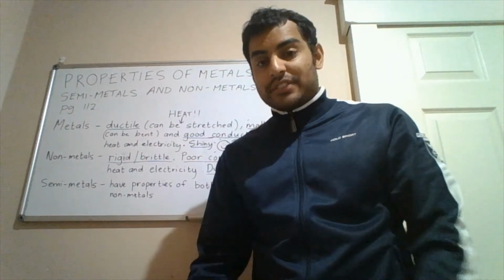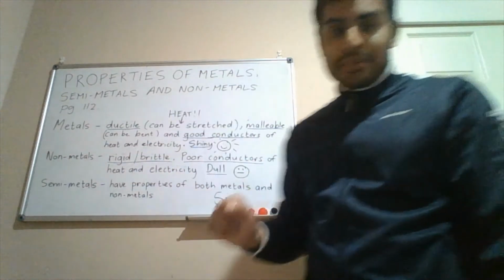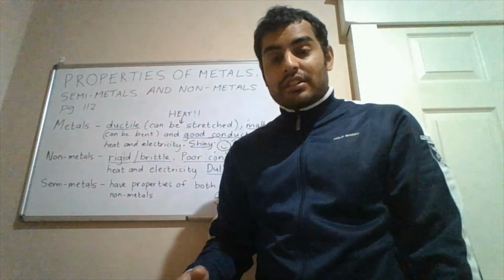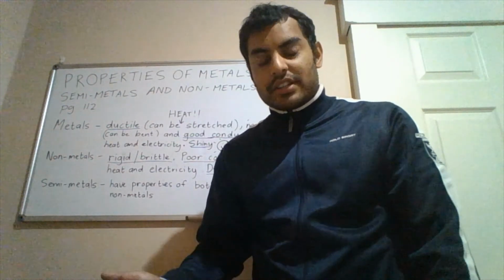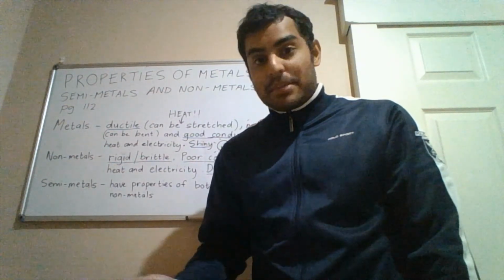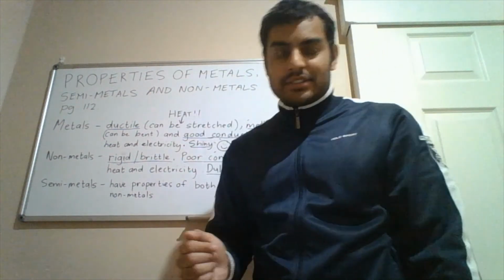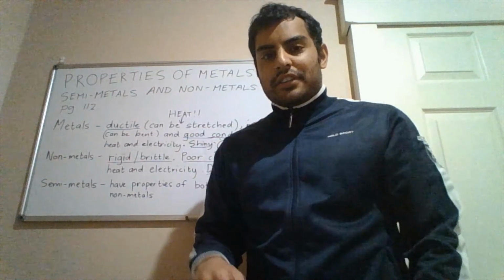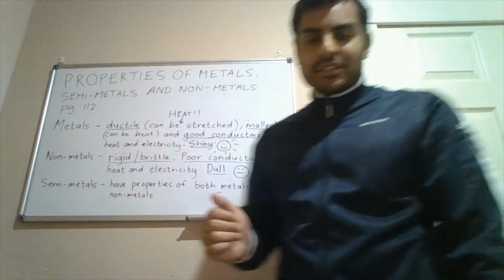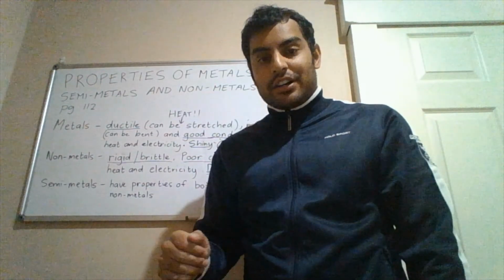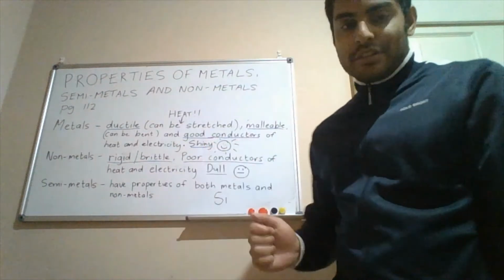If you look at the picture of silicon, you'll see that it's shiny, so it shares a property of the metals. Silicon can also partially conduct electricity, and when we say partially conduct, we mean it's a semiconductor. So that's another property of the metals. However, silicon is brittle, so it shares a property of the non-metals, and also silicon is a poor conductor of heat, another property of the non-metals.